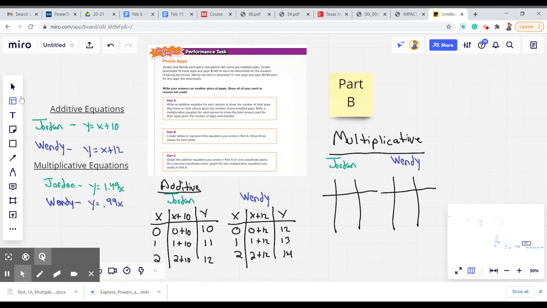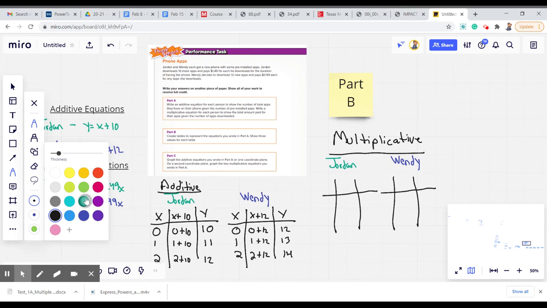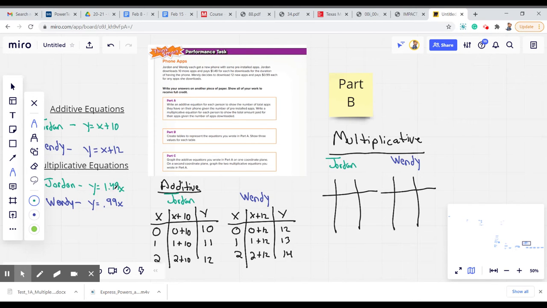All right, so let's move on to the multiplicative tables. Let's do Jordan first. It's going to pretty much work the same way as we did for the additive tables. Jordan's equation was y equals 149x. So we're going to put 149x in our table here as our rule.